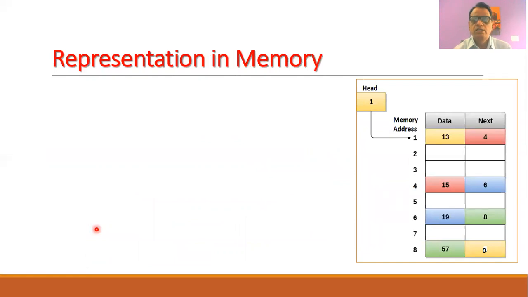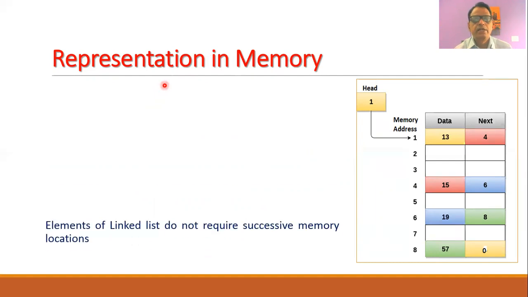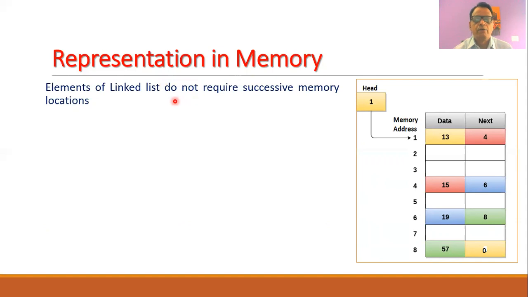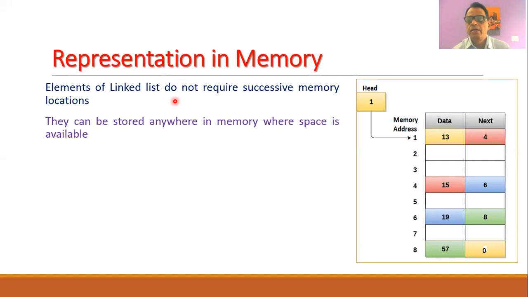Before we discuss what we mean by traversing, let us understand how linked lists are represented in the memory. The advantage with the linked list is that it is not necessary to represent all the elements in successive memory locations. You can represent the elements in the memory in locations that are not successive, so they can be stored anywhere in the memory space. Whenever we have certain space available in the memory, in that part of the memory you can store those elements.